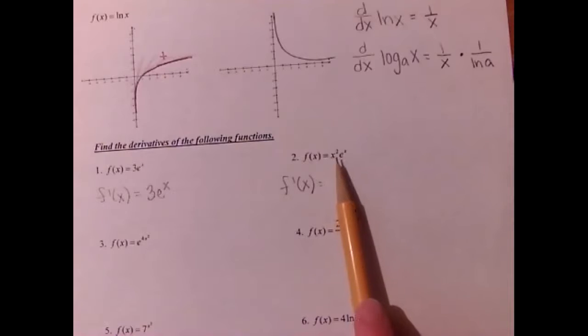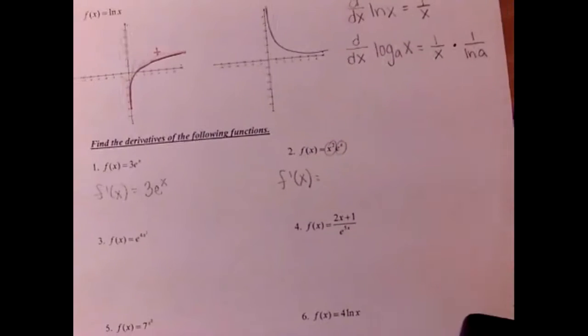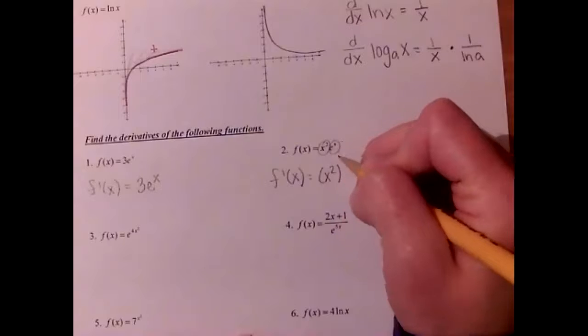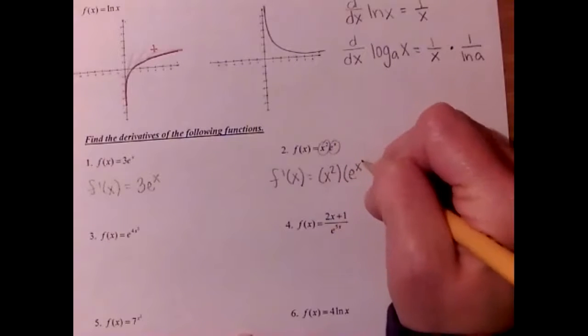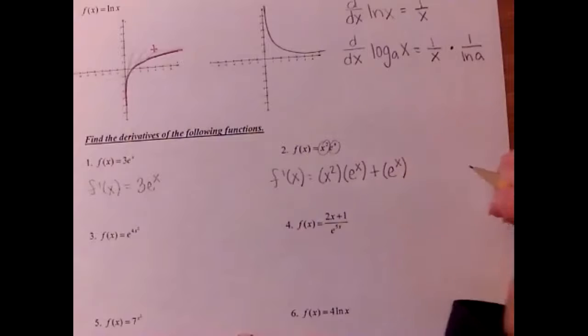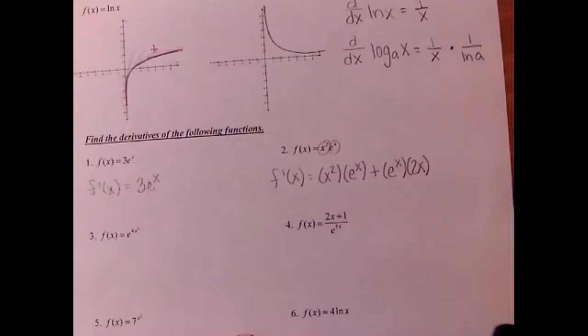Product rule. All right, perfect. Product rule. This is going to be the first thing. This is going to be the second. So product rule is the first, derivative of the second, well, that just is e to the x, plus the second, and then derivative of the first would be 2x.